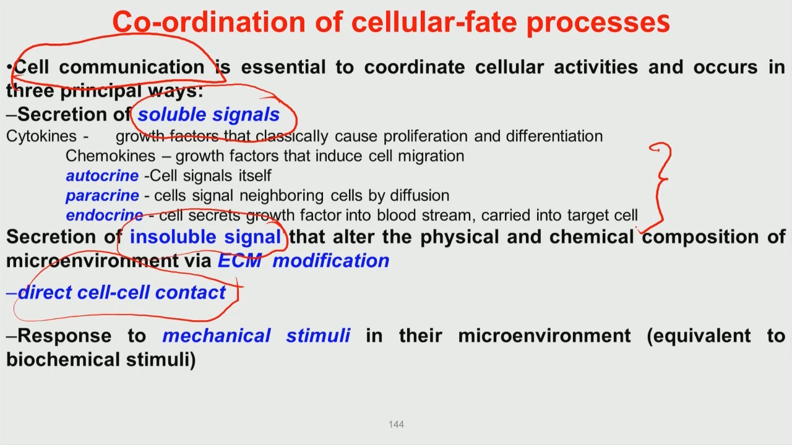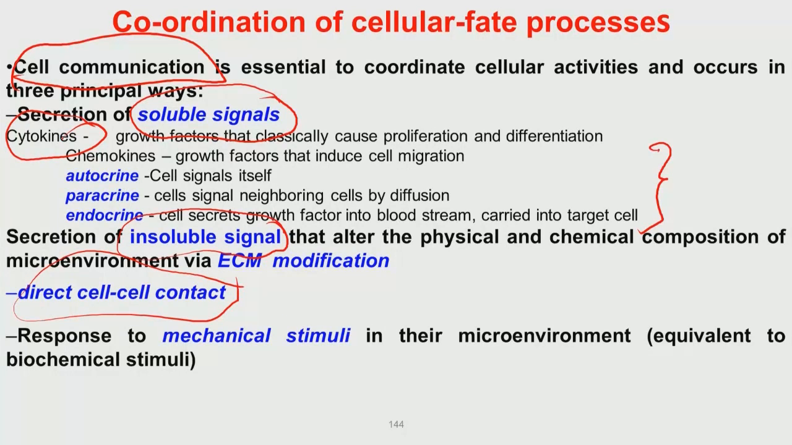Soluble signals means things like cytokines and growth factors. So, therefore, one has to explain what growth factors are also. Growth factors are extremely small protein molecules which can stimulate certain cell fate processes like proliferation and so on. These small protein molecules have a molecular weight of a few kilodaltons. Chemokines are one of the growth factors that induce cell migration. Cytokines are one of the growth factors that classically cause proliferation and differentiation.